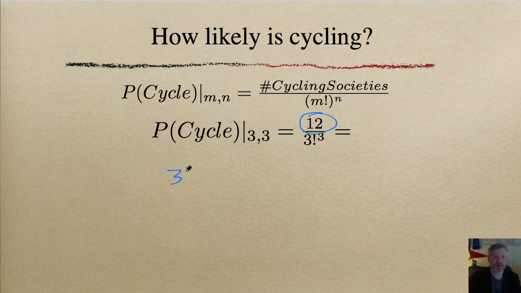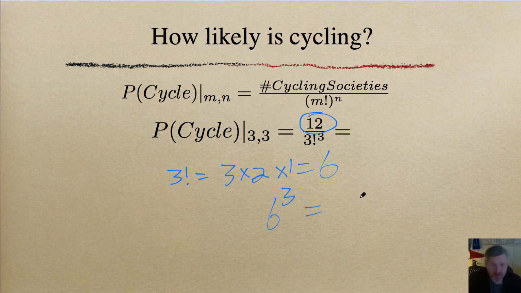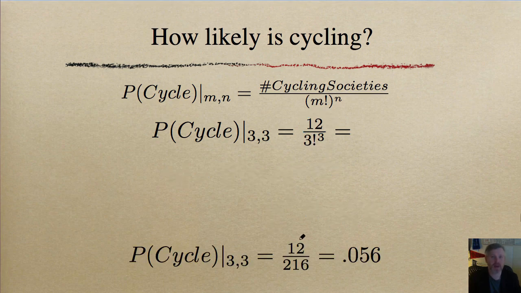So 3 factorial equals 3 times 2 times 1, which of course is 6, and then 6 to the 3rd power equals, what is it? I wrote it down somewhere, 216, all right? So the denominator here is 216. So we get 12 over 216 equals 0.056.